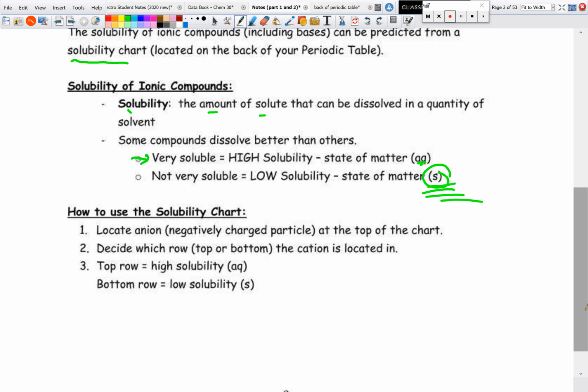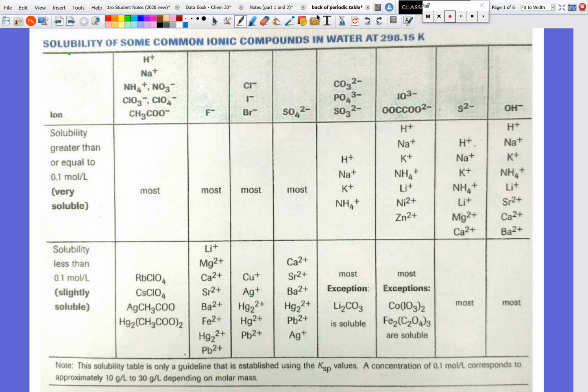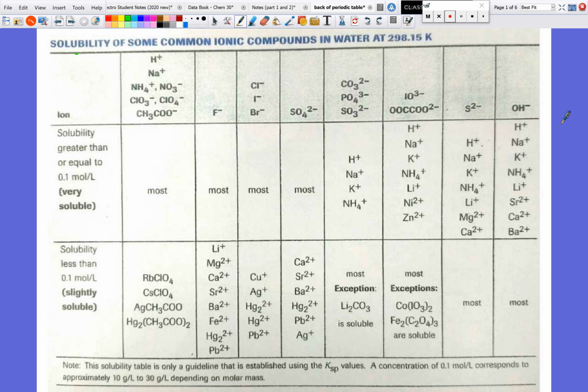So how we're going to use our solubility chart to figure out if something will be considered aqueous or solid is, first we need to locate the anion, the negatively charged particle, at the top of our chart, right? So our first thing is we have a bunch of our anions up here, right, between hydroxide, sulfide, iodate, acetate, carbonate, phosphate, sulfite, sulfate. Most of the ones are up here.